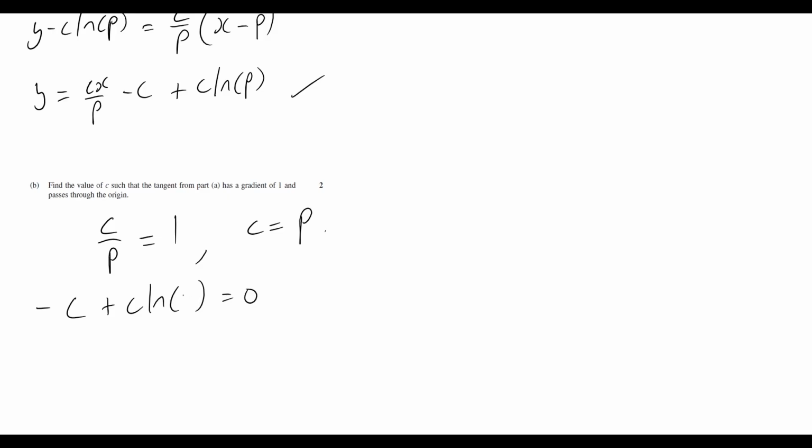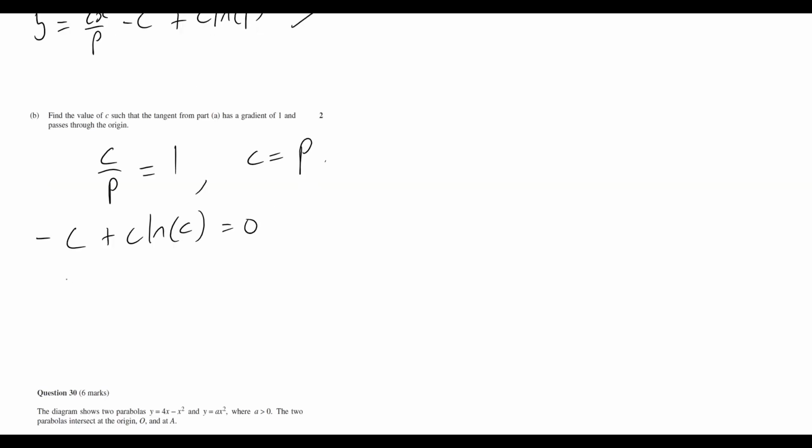So I'll quickly rewrite that now as ln of c. So maybe we can take out a common factor of c, and then we'll be left with c outside of ln of c minus 1 is equal to 0.